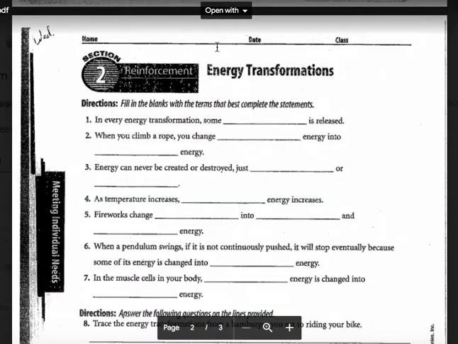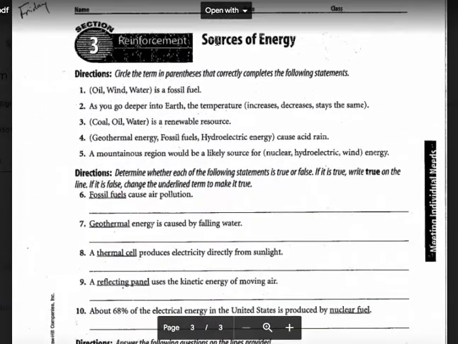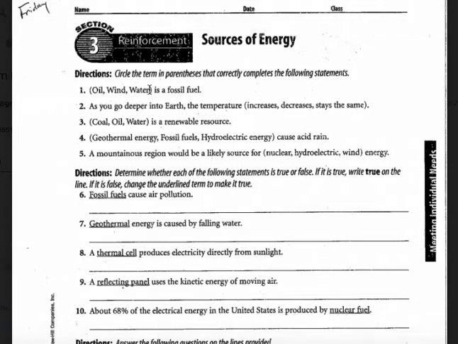Your assignment for today looks like this. Sources of energy. In the first section, it says, circle the term in the parentheses that correctly completes the following statements. 1, 2, 3, 4, 5. Circle that term or underline it. Make it real easy for Mr. Shane to see your answer.